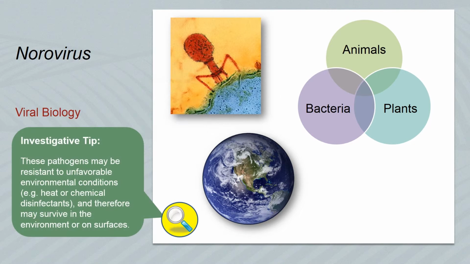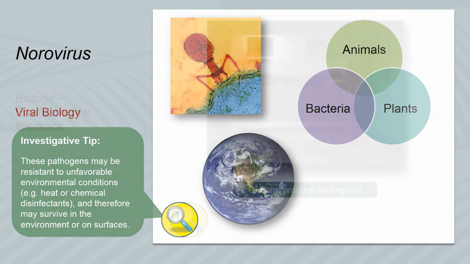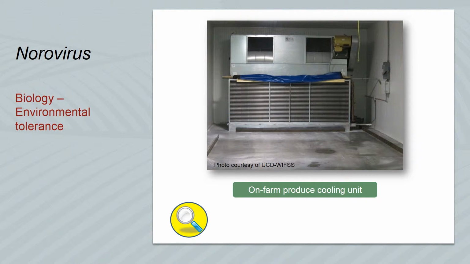Here's a tip for the investigator to keep in mind when dealing with a norovirus investigation. These pathogens may be resistant to unfavorable environmental conditions, such as heat or chemical disinfectants, and therefore may survive in the environment or on surfaces. Norovirus is very environmentally hardy. For example, norovirus can persist on human hands for at least 2 hours, on surfaces for 3 to 6 weeks, in water at room temperature, and in the dark for 61 days. It can persist even longer on surfaces at cooler temperatures.